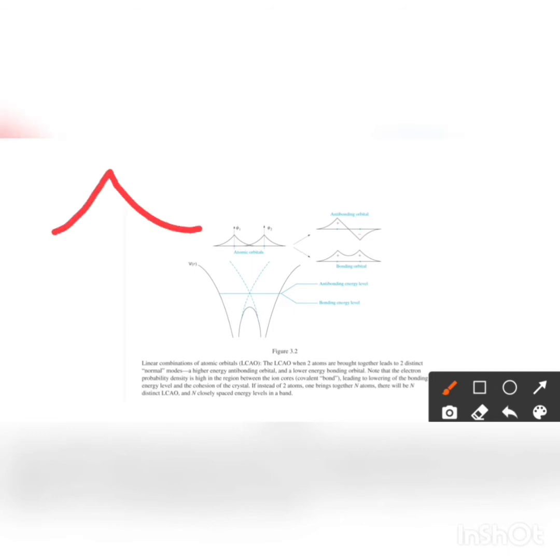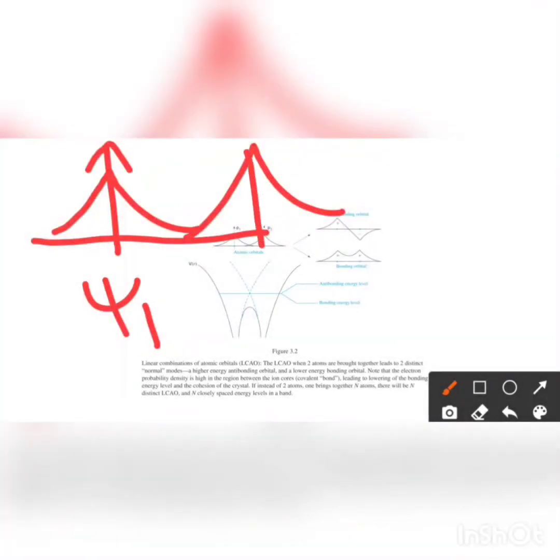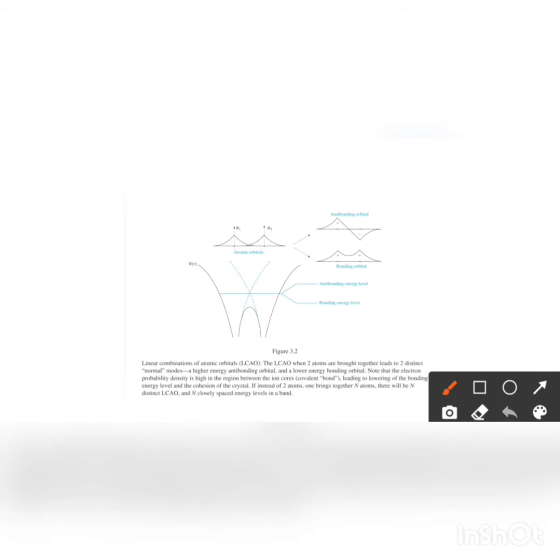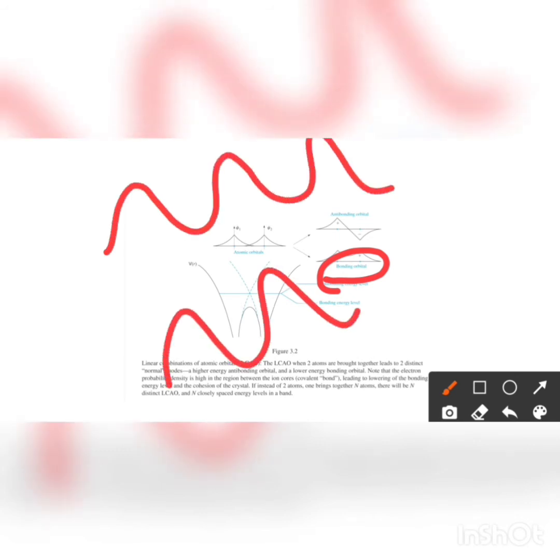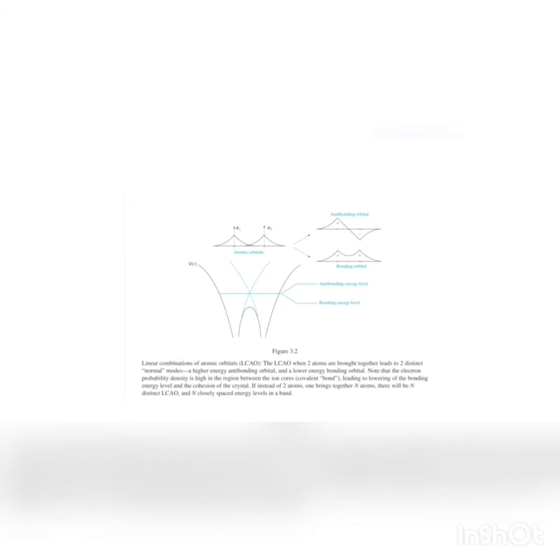the wave function of one particular atom is psi 1 and the wave function of the other is psi 2. This is the case when they have just started overlapping, without interference. Now you can see when the interference is bonding, or the wave functions of both electrons in the outermost orbital are in phase, then the bonding is known as bonding orbital.